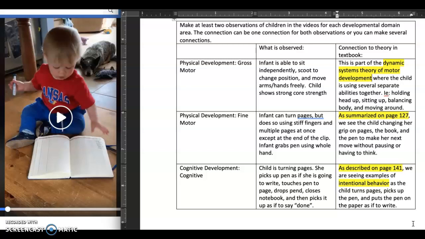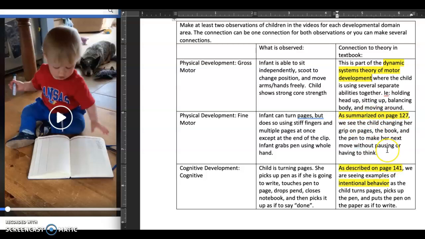Okay, did you see she picked up the pen and then she just put the pen down on the paper and then she lifts it up? It's as if she's writing. Now, she didn't really write because the top's on it, but she's pretending to. And so here I write, infant can turn pages, but she does so using stiff fingers and multiple pages at once, except at the end of the clip. And that's all the way at the end. We haven't seen that yet. Infant grabs pen using whole hand, and you can see that over here, how she's got her whole hand using the pen to stabilize it.